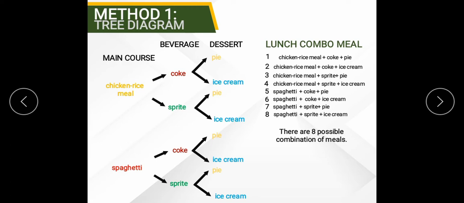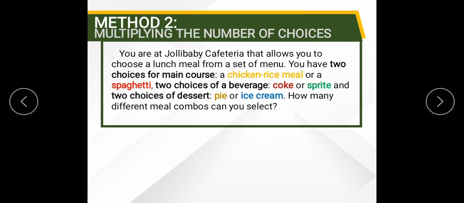Now, we cannot use tree diagram in all instances. That's why we still have another method. This is called multiplying the numbers of choices. In method 2, multiplying the number of choices, let us consider the same problem. Again, we have main course, beverage, and dessert.